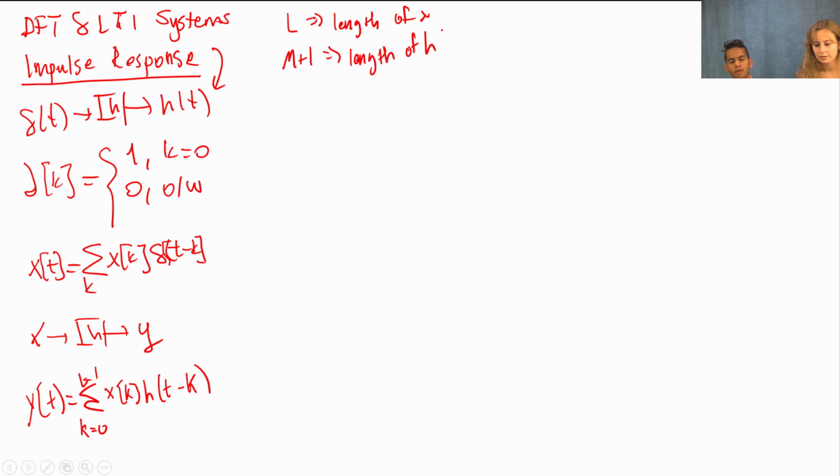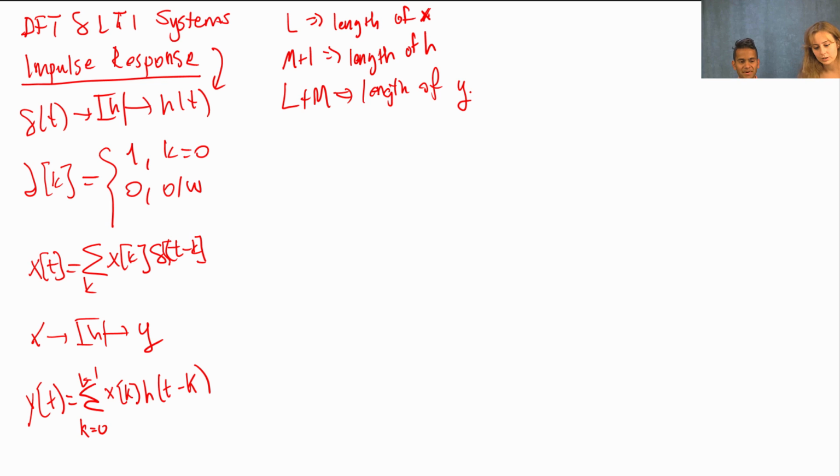The length of the output is going to be the sum of the length of the system and the signal, minus 1, because it overlaps at 0. It's not super important, but L plus M is going to be the length of y. Off by 1 errors.